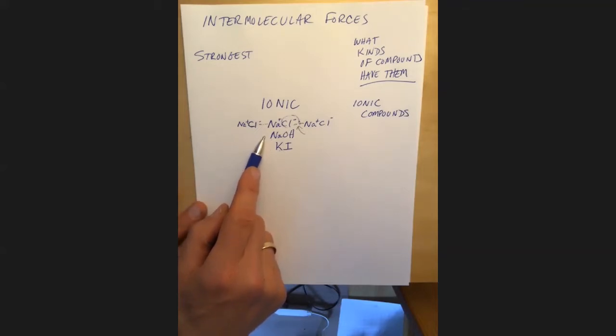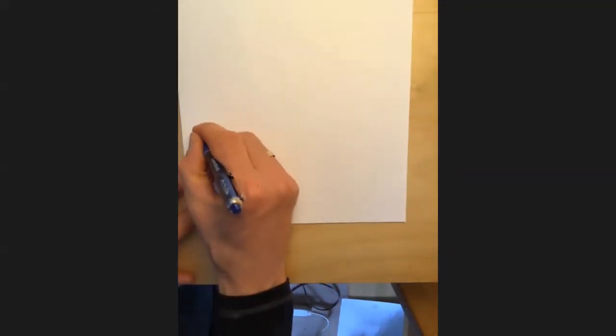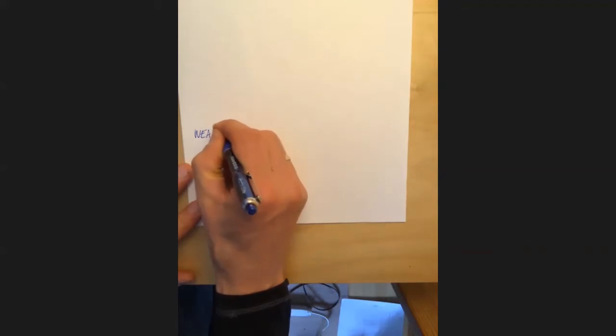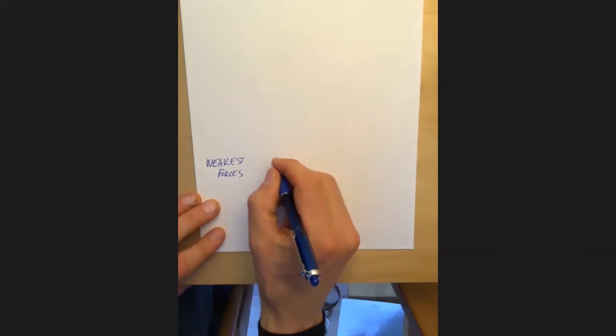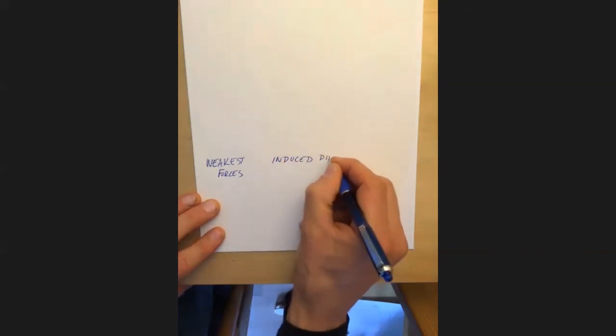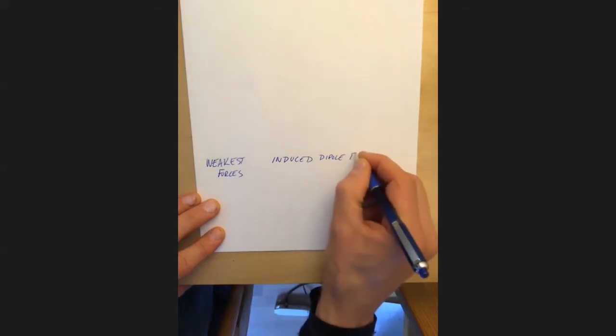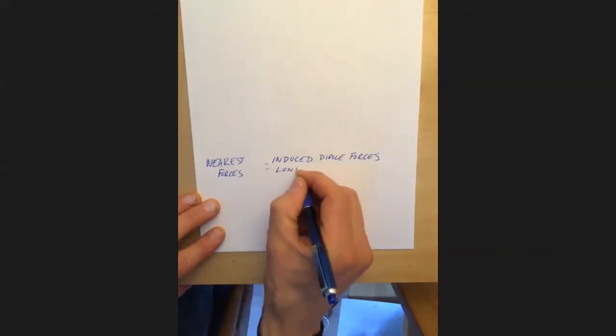I want to jump from the strongest now to the one that is actually the weakest. Okay, so this is the weakest of them. All right. So the weakest intermolecular force goes by a couple of different names, but you might sometimes see them called induced dipole forces, or you might see them as London dispersion forces.